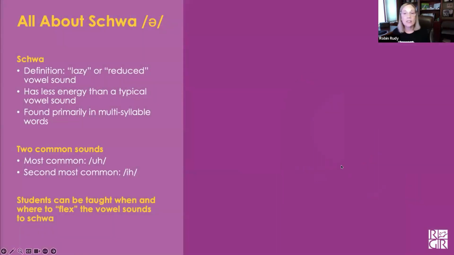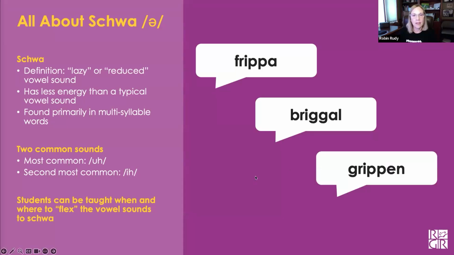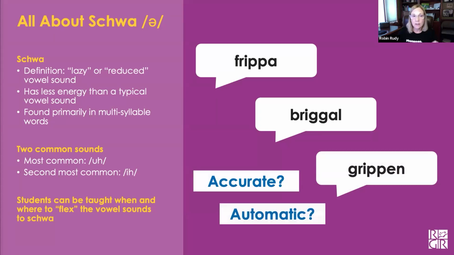Okay, so just like we've done in the past, I'm going to ask you to read some words aloud. So when they come up on the screen, just wherever you are, say them out loud. Here we go. So it's likely that we all pronounce these words in a very similar way. Frippa, Briggle, Crippen. Were you accurate in those pronunciations? Were you automatic in those pronunciations?